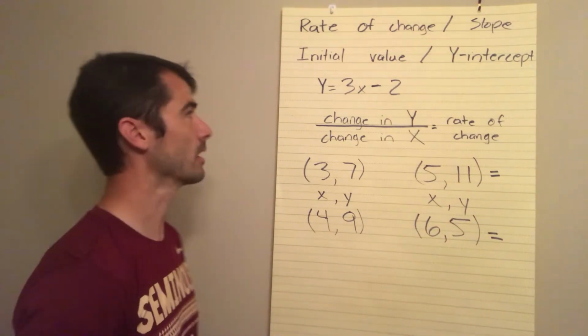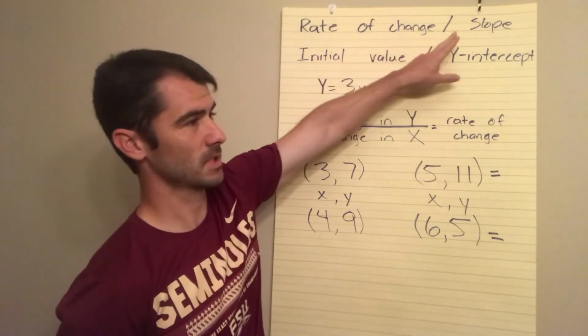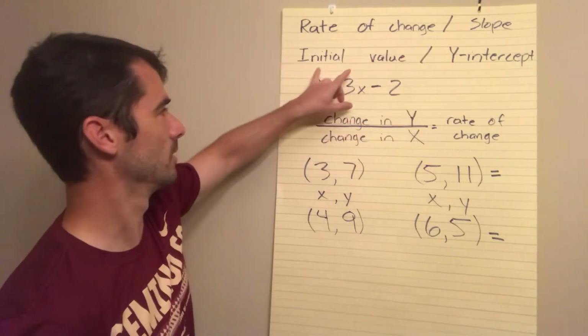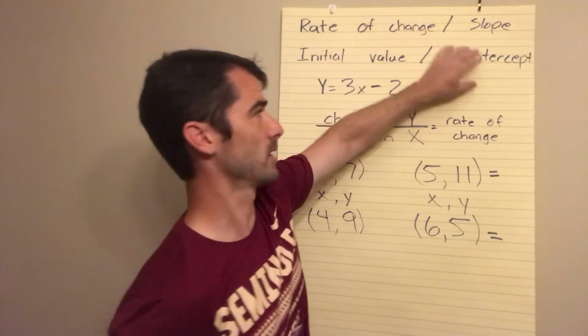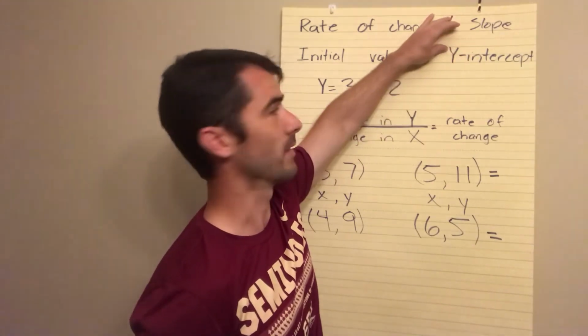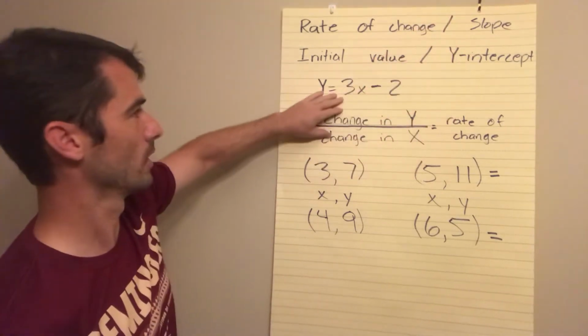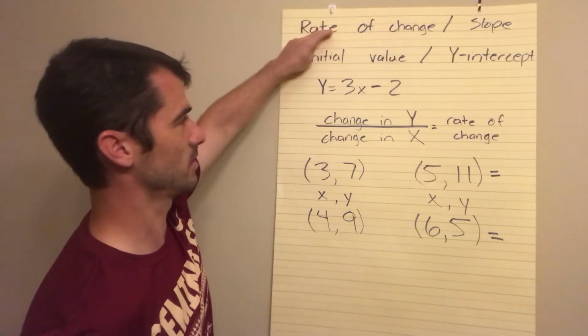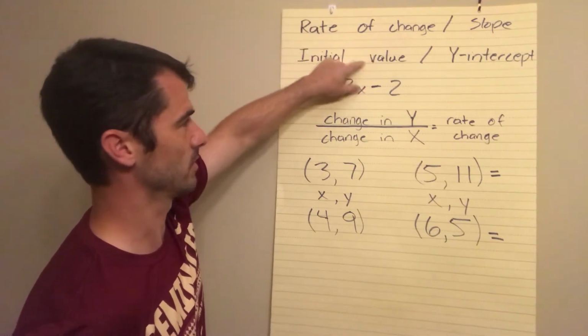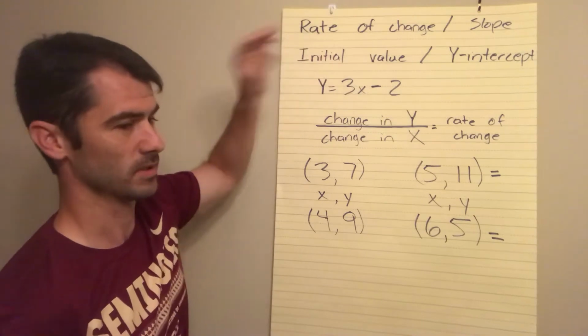So quick review here. Rate of change is the same as slope. Initial value is the same as the y-intercept. These are the terms that I know you guys are more familiar with, slope and y-intercept. I actually think rate of change and initial value are easier to remember as far as just how they're worded.